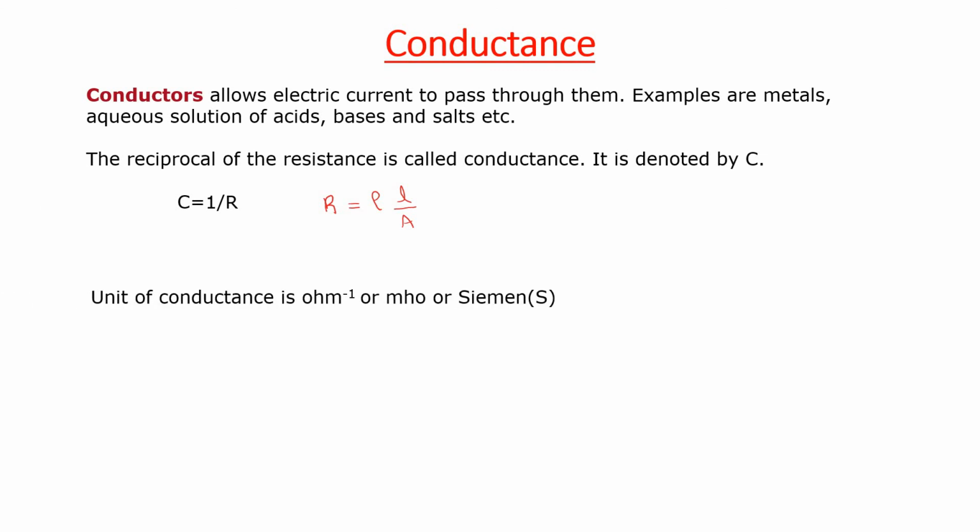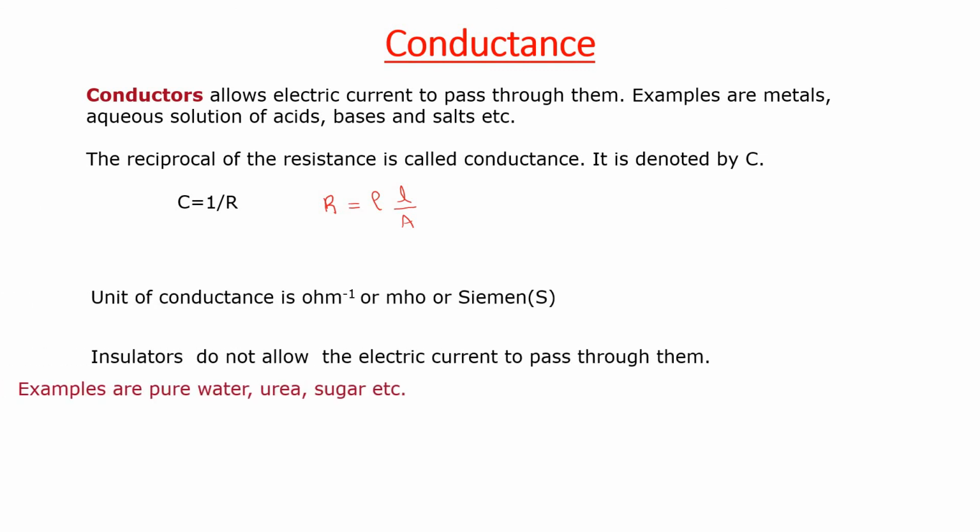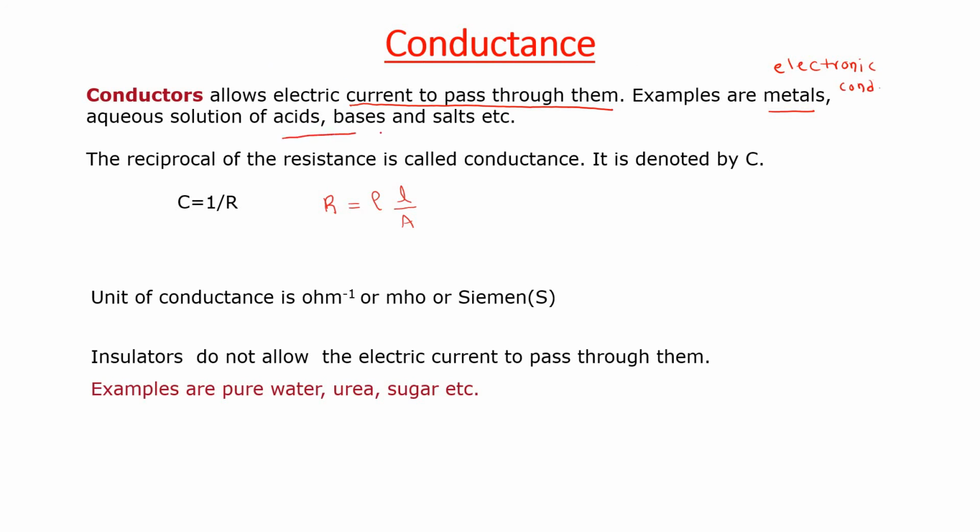Next, we'll take conductance. What is conductance? Very simple. The reciprocal of resistance is called conductance. Otherwise, the opposite of resistance is called conductance. Conductance means they allow current to pass through. What examples can we take? Metals are electronic conductors. Similarly, acids, bases, and salts are electrolytic conductors.